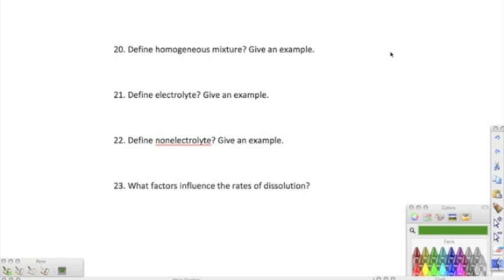And then finally finishing with 23, the factors that influence the rate of dissolution. So we see that those are concentration, surface area, agitation, and temperature. Okay? Concentration, surface area, agitation, and temperature.